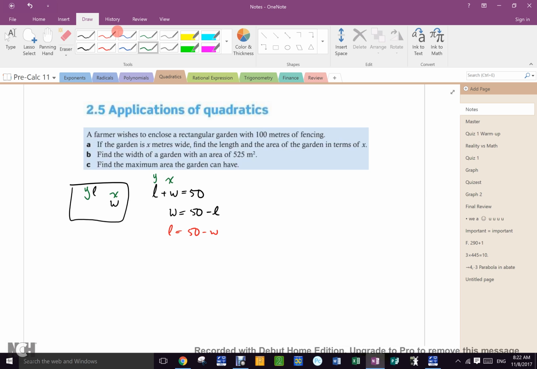So first part of this says, find the length and the area in terms of X. So we need the length. So that's right here. So what we are looking for is Y equals 50 minus X. Okay? And I also want the area using X. Well, what do we know about rectangles and area? Length times width. So X times Y is area, yes?